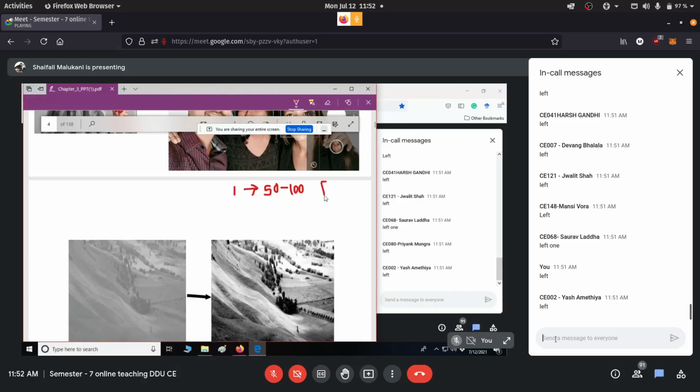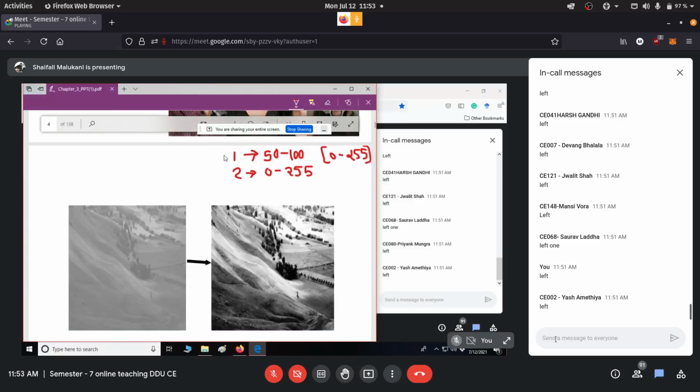Though it can take values from 0 to 255, where 0 represents black and 255 represents white, right? These are the possible values. But in my image one, the available intensities are 50 to 100, and in image two, the available intensities are, say, 0 to 255. All the possible intensities are available in the image, right?